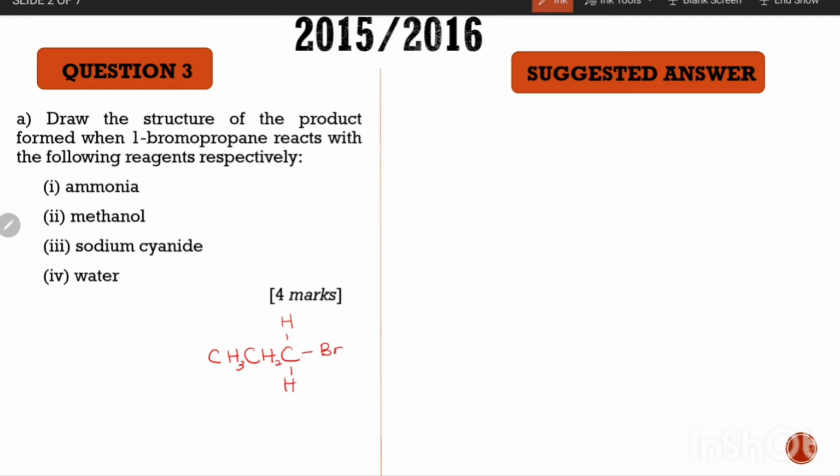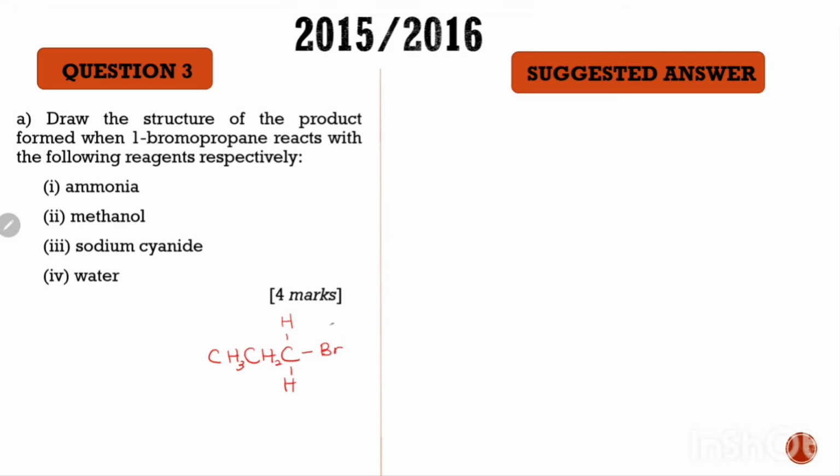Since we have a polar bond between carbon and bromine, bromine is more electronegative than carbon. So bromine is partially negative and carbon becomes partially positive. So di sinilah yang akan berlaku reaction. Jadi kalau kita tengok, 4 reagen yang diberi ini adalah reagen yang kita gunakan dalam nucleophilic substitution reaction.